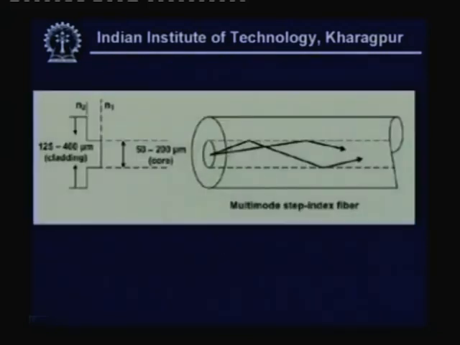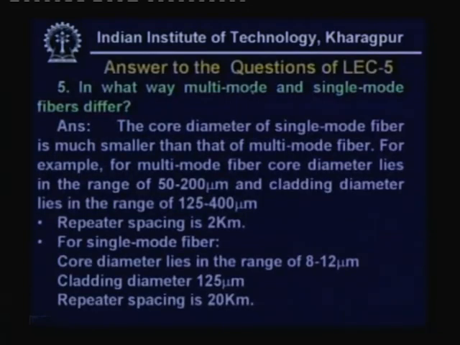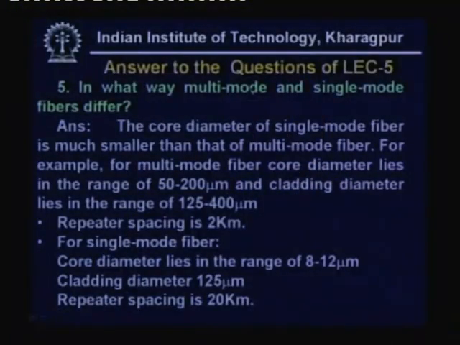And as you can see here, the angle of incidence has to be more than 82 degrees so that you have reflection. Other signals will pass out through the cladding material. So here is the last answer, of the last question: in what way do multi-mode and single mode fibers differ?